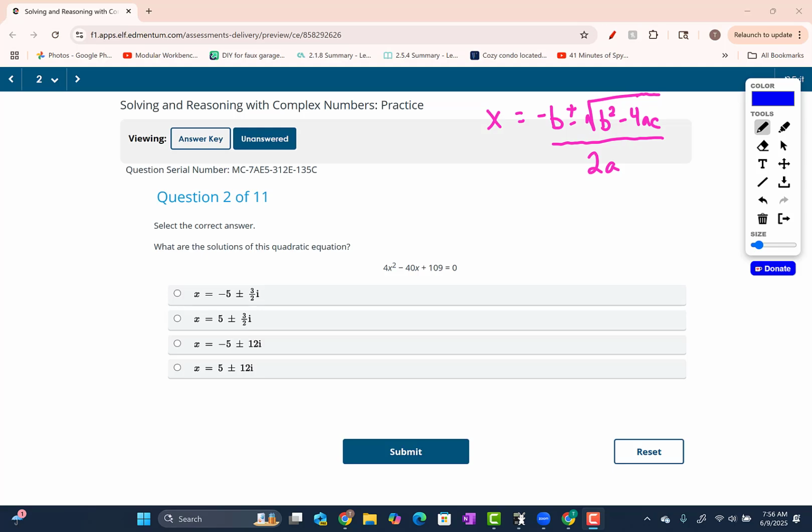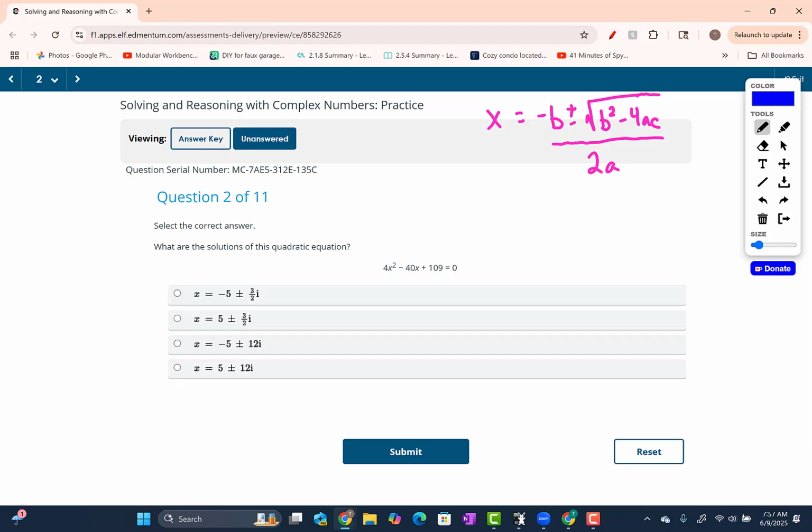Question 2, what are the solutions of this quadratic equation? 4x squared minus 40x plus 109 equals 0. So we're going to use the quadratic formula in this problem because I can just see the answer choices. None of these are nice and neat, so this problem is not really going to be able to be factored.